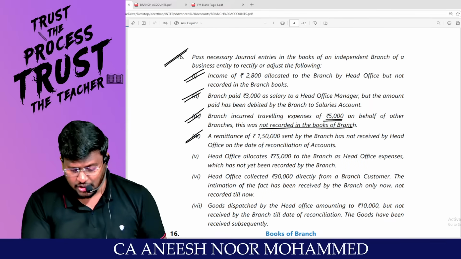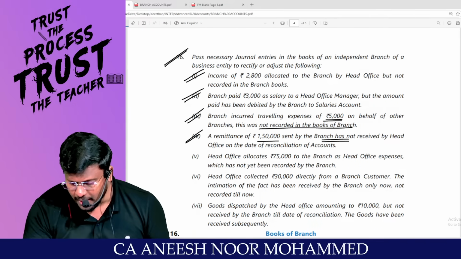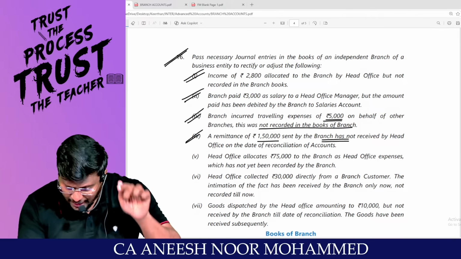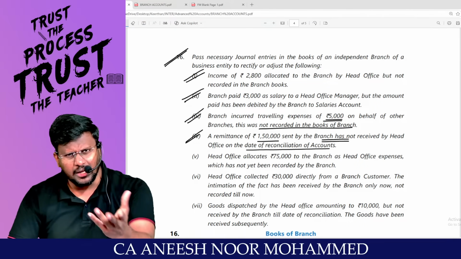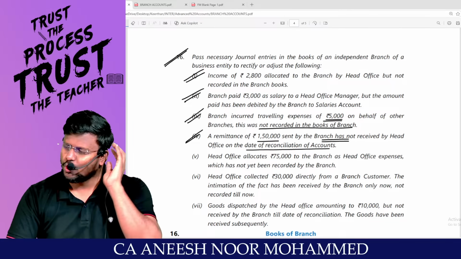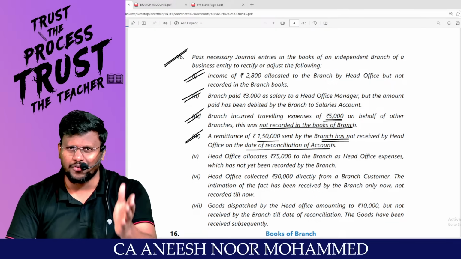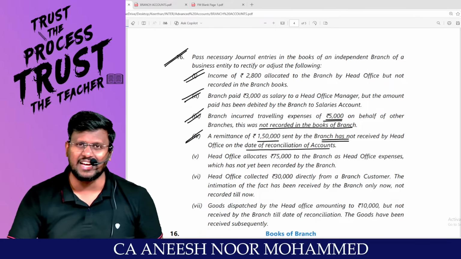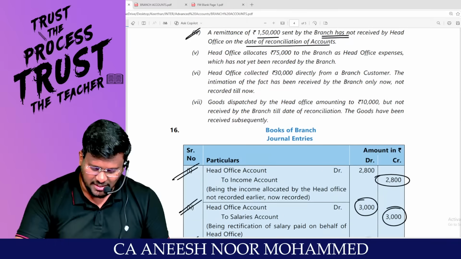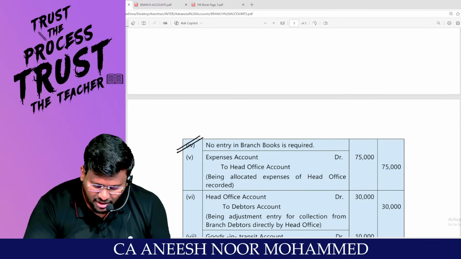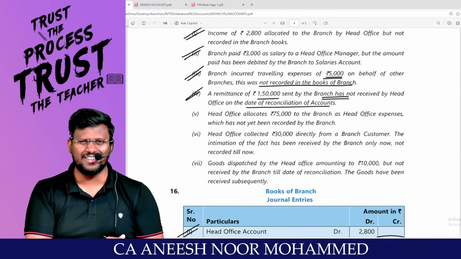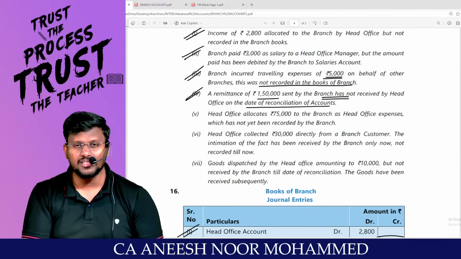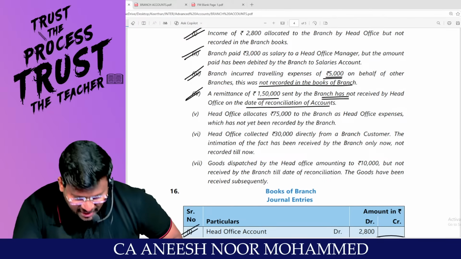A remittance of 1,50,000 sent by branch was not received by head office on the date of reconciliation of accounts. Already we remitted. We remitted means we would have passed the entry. No information has been received by the head office, so let them pass it as cash in transit or goods in transit. Since we have already passed the entry, no entry will be coming in the books of the branch. Okay, so simple. Honestly, 6 marks. Easy. Come on.